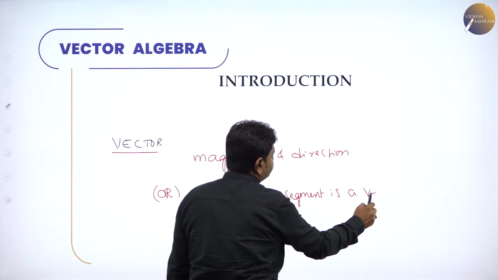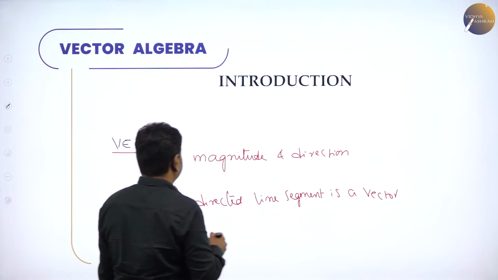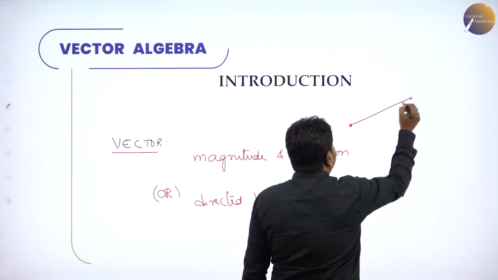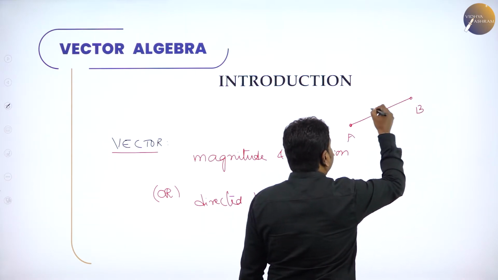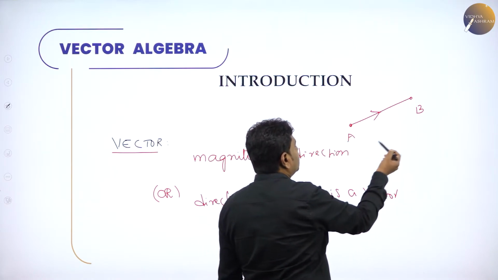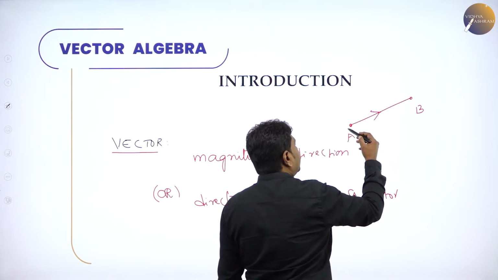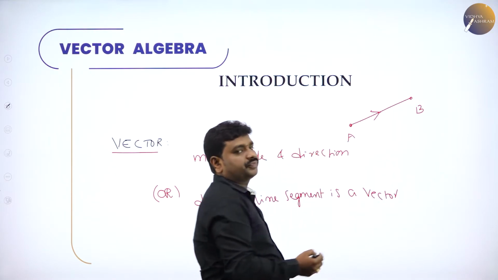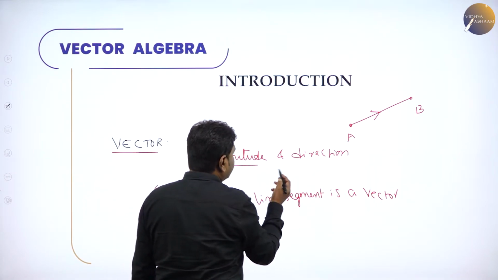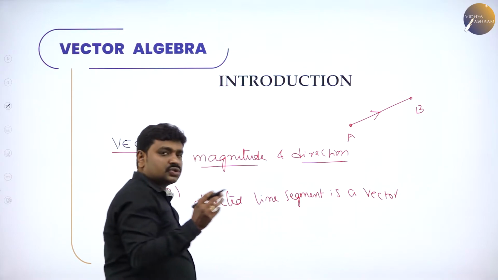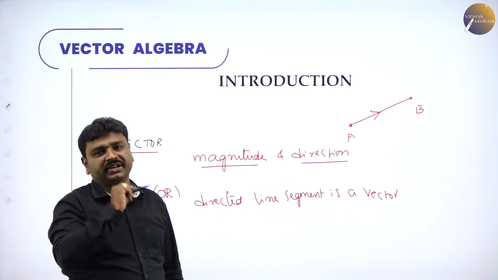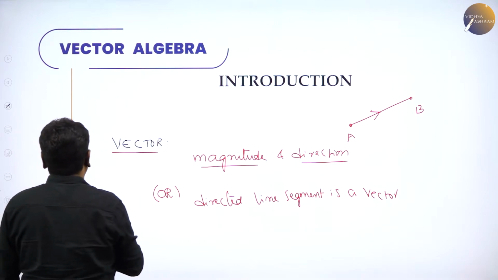Now we'll take some simple examples. I'll consider a line from A to B. It is directed from A to B. This is a vector, and its initial point is A and terminal point is B. A directed line segment is a vector, or vector is a physical quantity which will have magnitude as well as direction. It should have a number value associated with it, and also it should have direction. Then we call it a vector.